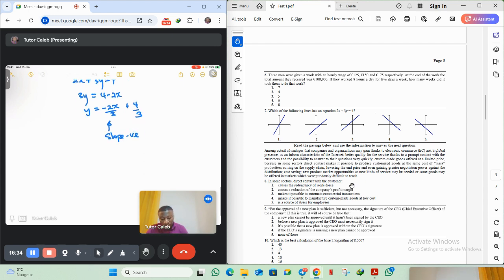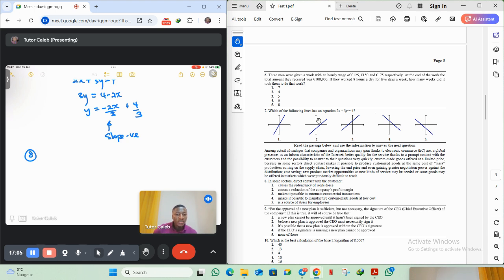The next question is question 8, which says, read the passage below and use the information to answer the next question. Among actual advantages that companies and organizations may gain thanks to electronic commerce are a global presence as an inborn characteristic of the internet, better quality for the service thanks to a prompt contact with the customers, and the possibility to answer their questions very quickly.